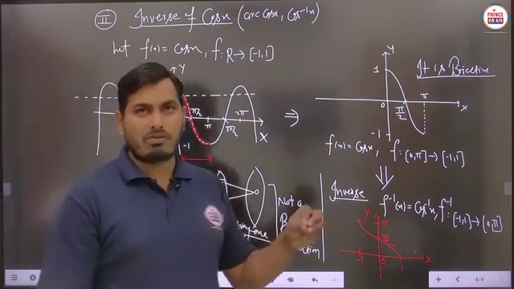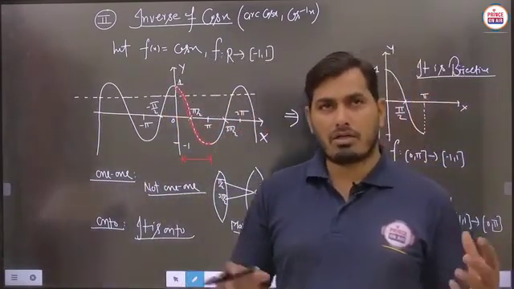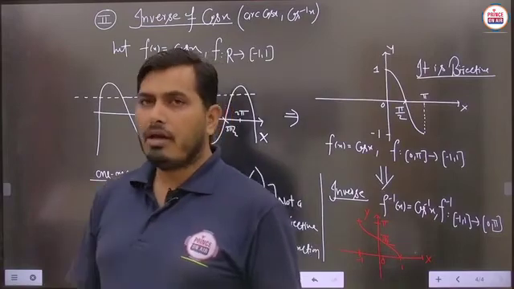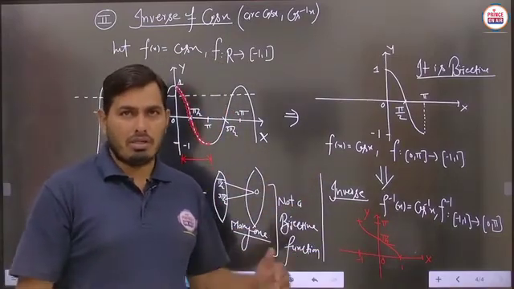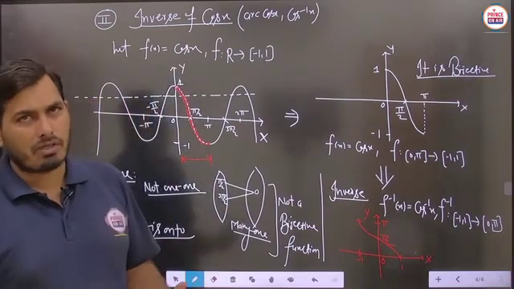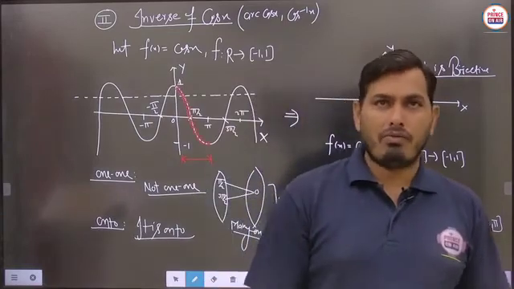How the functions become bijective, and to make it bijective, how the restriction of the domain is applied, and after that we have to make the inverse of that function. So in this way, each and every trigonometric function we will take one by one, student, and we will obtain the inverse.